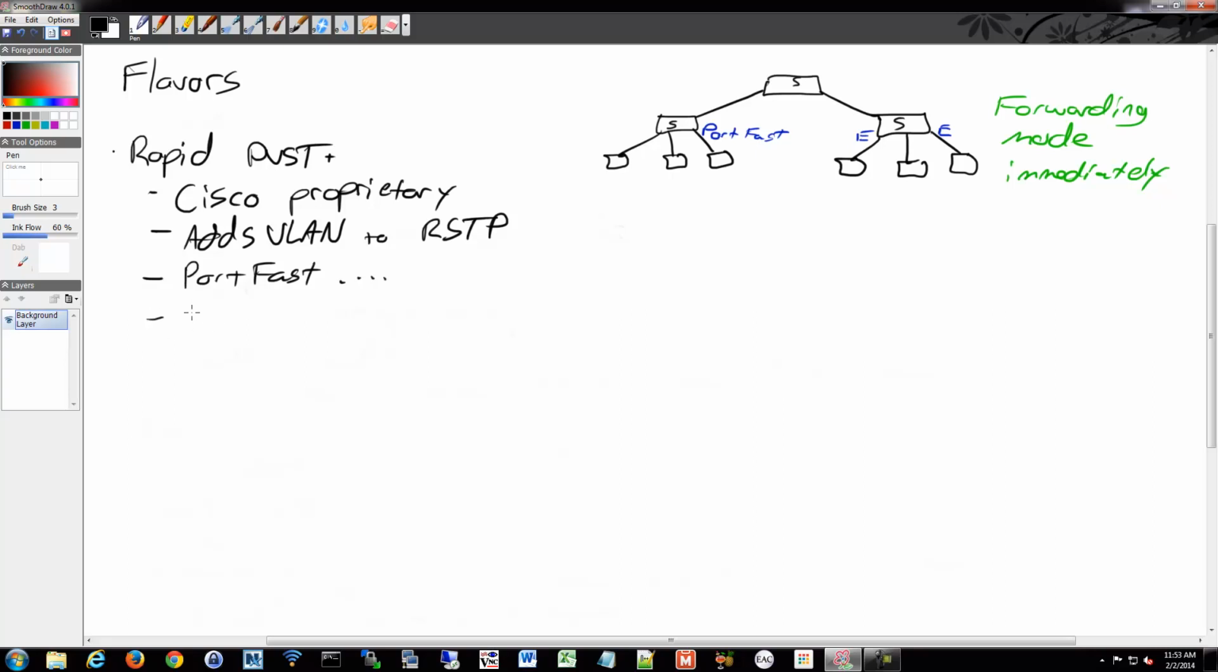and is the preferred Cisco protocol. So if you were running a mixed vendor environment, the preferred version would be RSTP or the updated version, the 802.1D. If you're running all Cisco, their recommendation is to run Rapid PVST Plus.